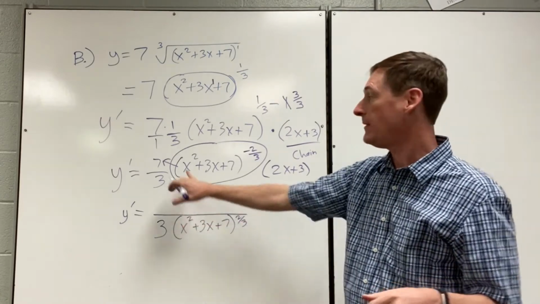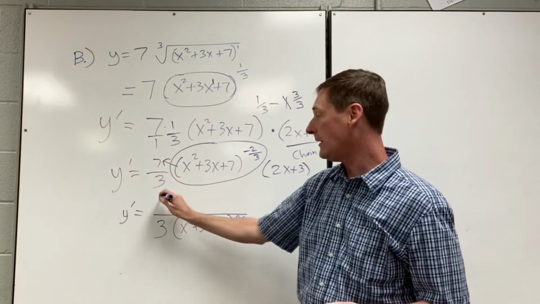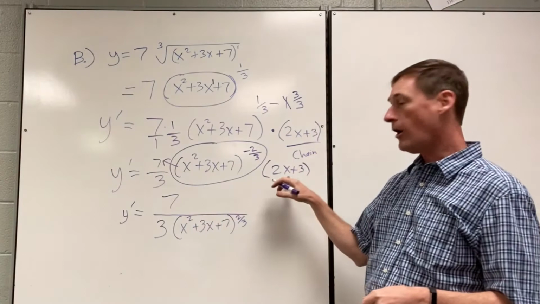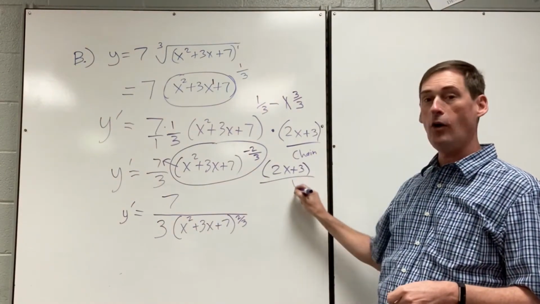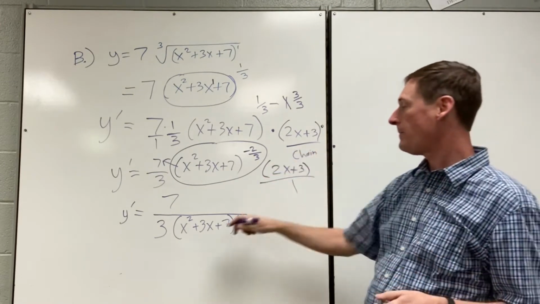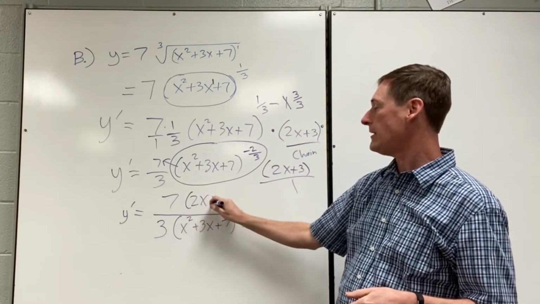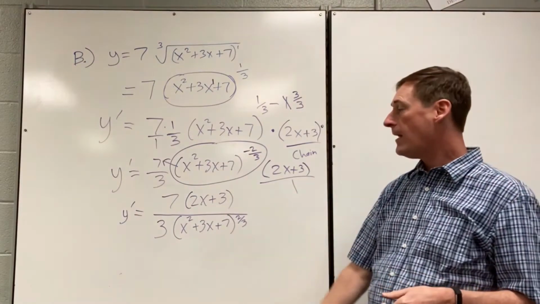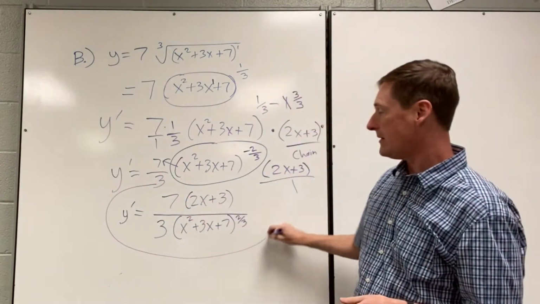Now who's on the top? 7 was upstairs, leave it there. And our chain rule is technically over 1, not that you would write that, but our chain rule is also on the top. So keep that in parentheses, okay? That's actually a really good answer right there.